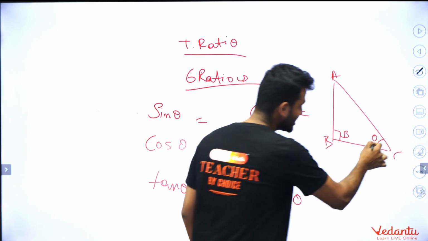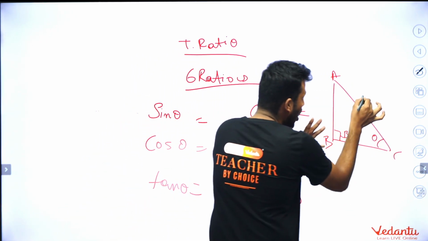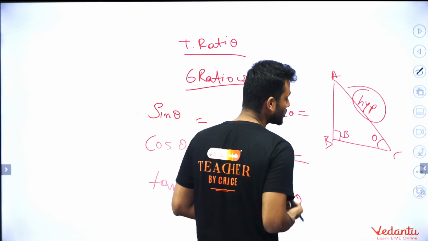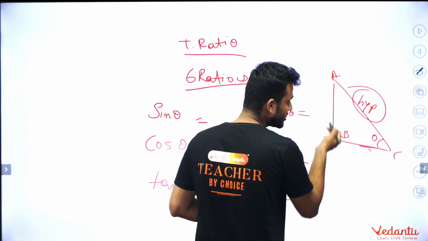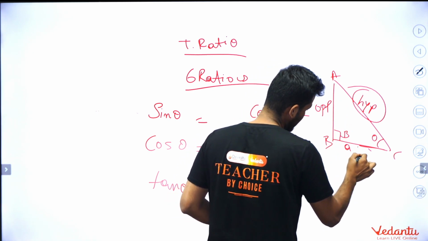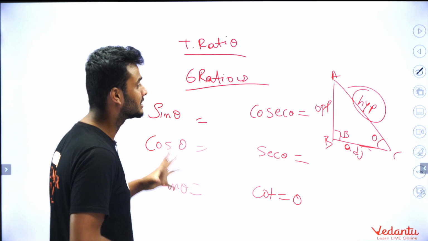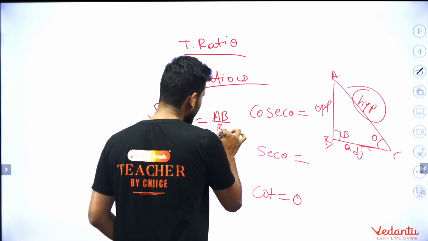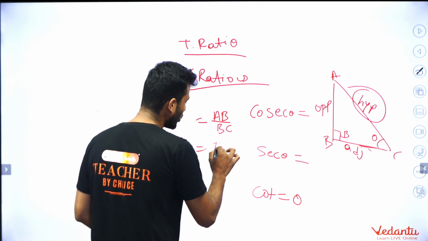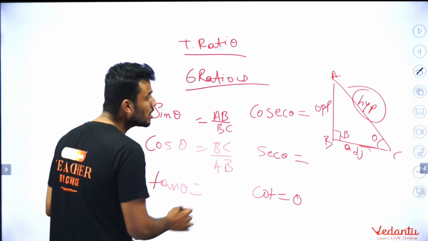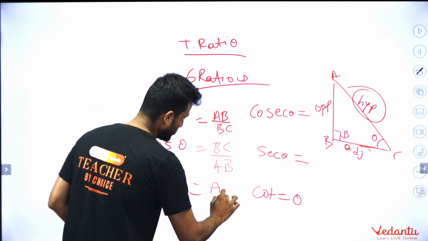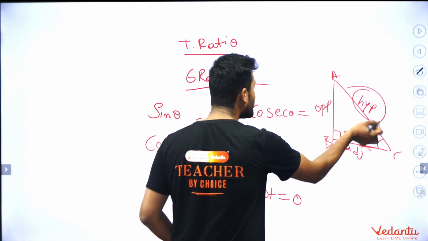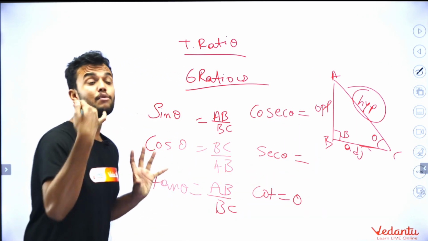Then let's take a triangle ABC, right angled at B. If we consider this angle as theta, then the long side becomes the hypotenuse. We are already familiar with the hypotenuse in a triangle. This is adjacent, and this one is opposite. Then by using this, what is sin theta? Sin theta is opposite by hypotenuse, which is AB by BC. What about cos theta? Adjacent by hypotenuse, BC by AB. Tan theta is equal to opposite by adjacent, AB by BC. Then what about cosecant theta? Cosecant theta is hypotenuse by opposite, the reciprocal of sin theta.